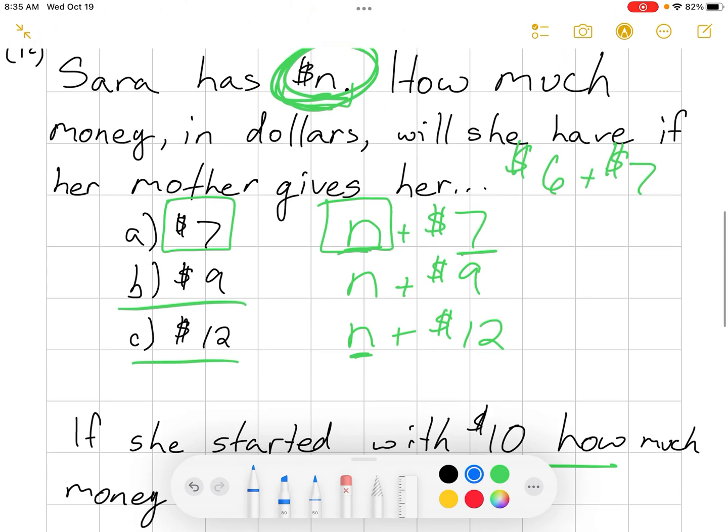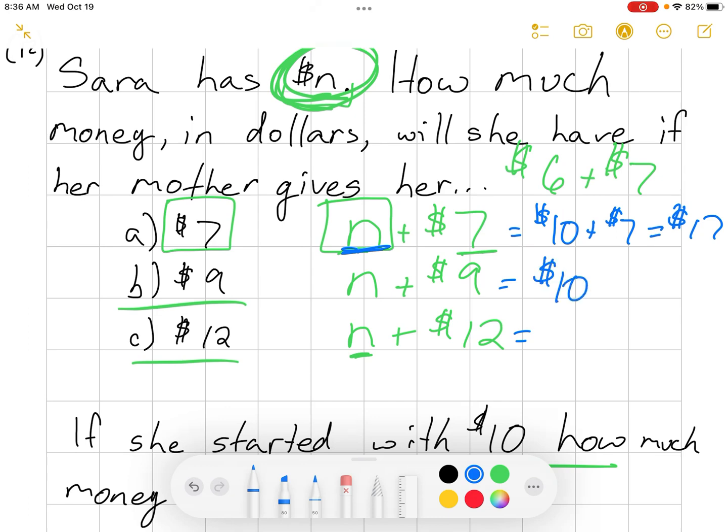So I'm just going to change colors here. So now I'm going to substitute in $10 in the spot where the n goes, plus $7, and now I know she has $17. So how much would she have for B, and how much would she have for C? So figure those out. We're going to pause here, and then I want you to come back.